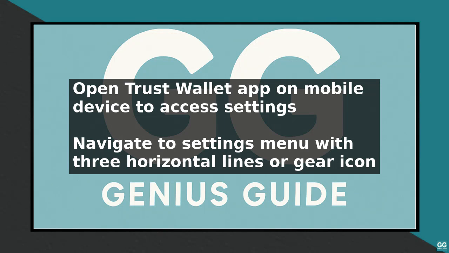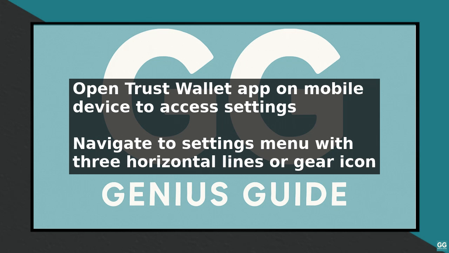To find the Trust Wallet fingerprint login feature, start by opening the Trust Wallet app on your mobile device. Once the app is open, navigate to the Settings menu, usually represented by 3 horizontal lines or a gear icon, depending on your device and app version.